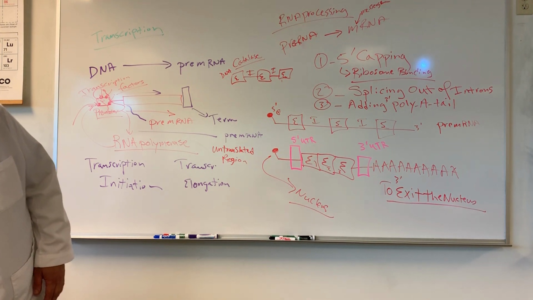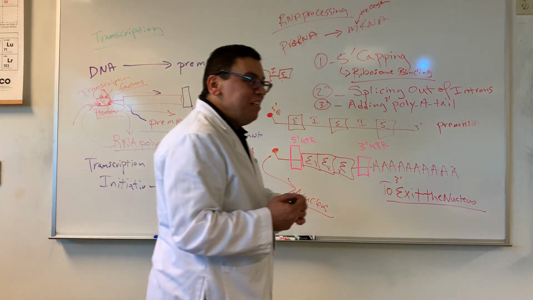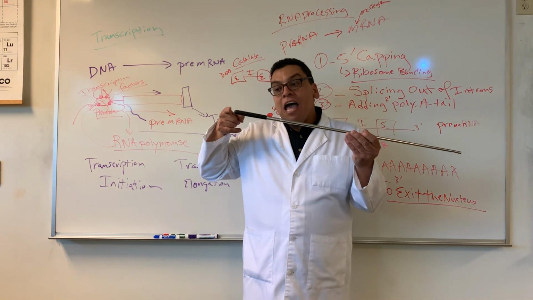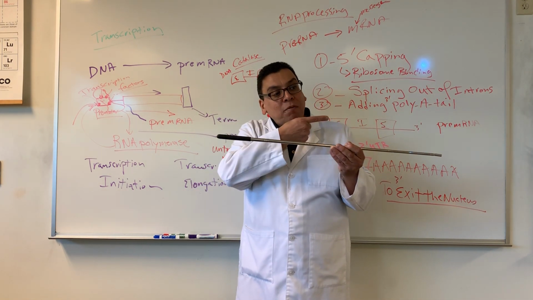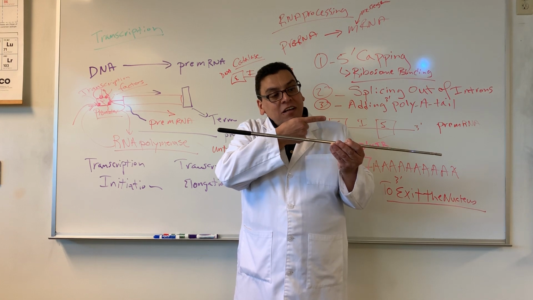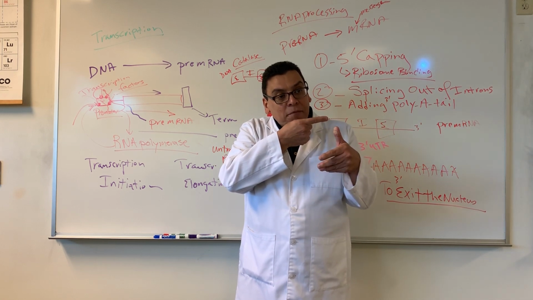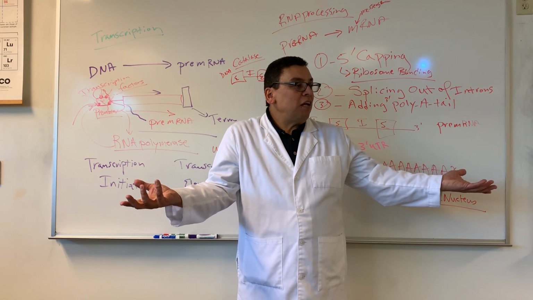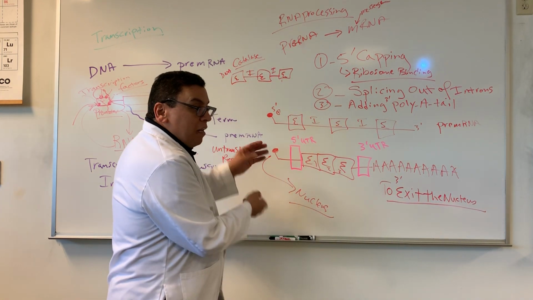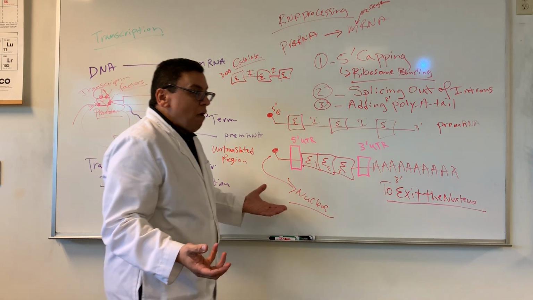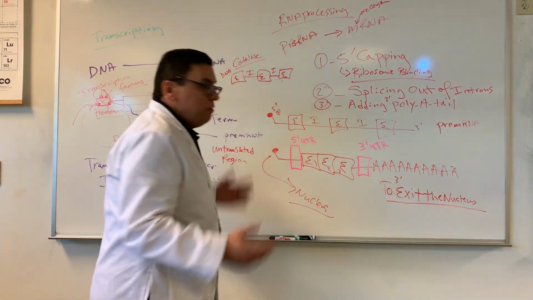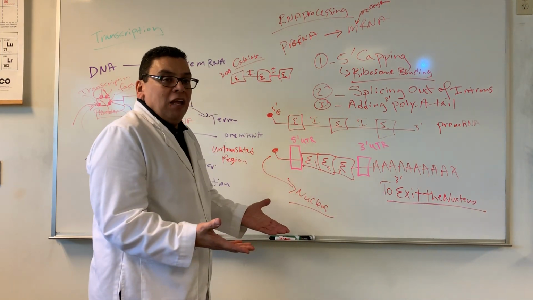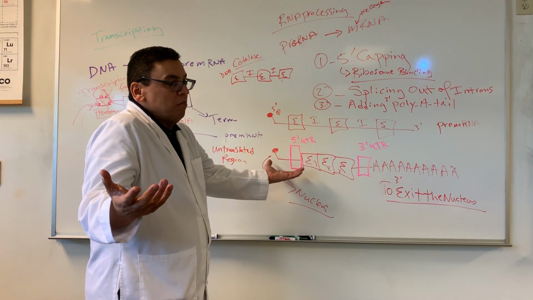Imagine this scenario. I go through all the trouble of making the RNA. I cap it, I splice it, I add the poly A tail. And as soon as I make it, it breaks down. Then I can't make the protein. Do you agree? If as soon as I make it, it breaks down, the ribosome says, okay, I'm about to bind to you, and you'll break down on me, then I can't make the protein.